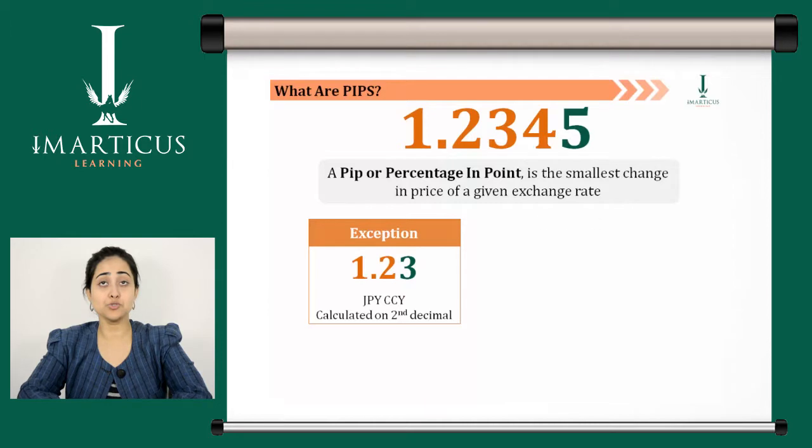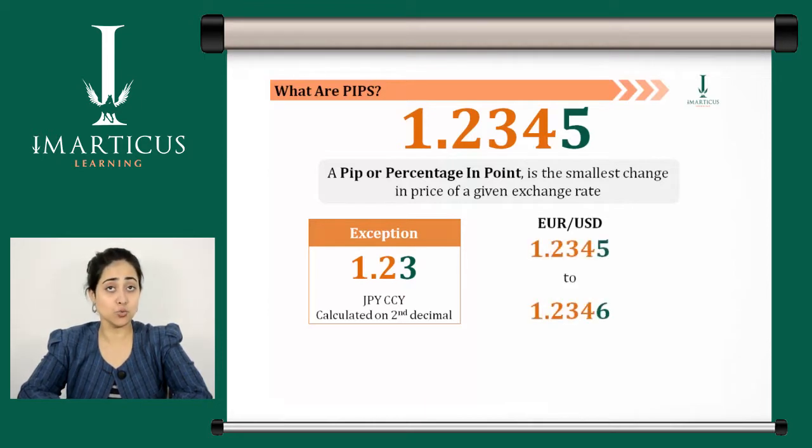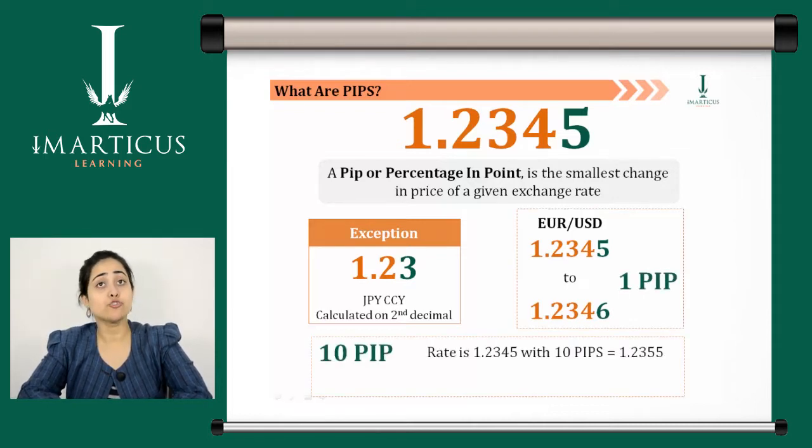Euro to USD is quoted at 1.2345 and changes to 1.2346. The change in pip would be 1. Similarly, if the rate is 1.2345 with 10 pips, you will get 1.2345 plus 0.0010, which is 1.2355.